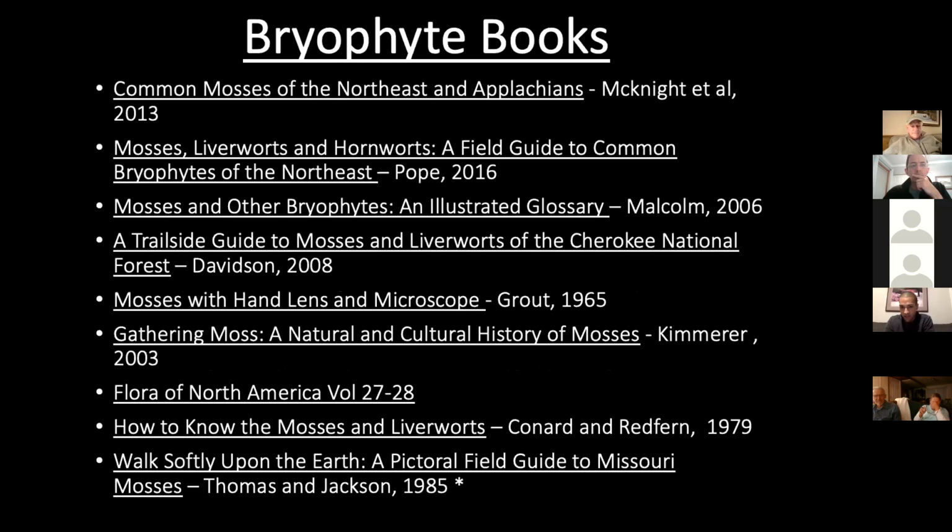Some good books and field guides. Common Mosses of the Northeastern Appalachians is probably the best field guide I've had. It's pretty cheap and pretty easily available, so if you're going to get a field guide, that's the one I would recommend. The next couple down are good too. Mosses and Other Bryophytes, an Illustrated Glossary, is really useful for identifying the specific structures of mosses that you might see.